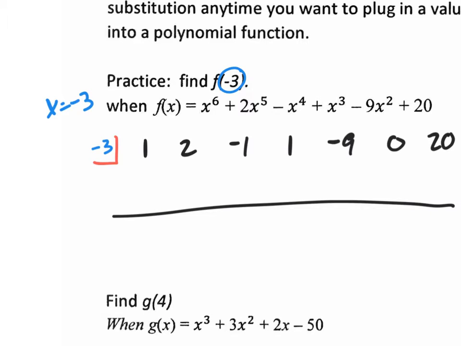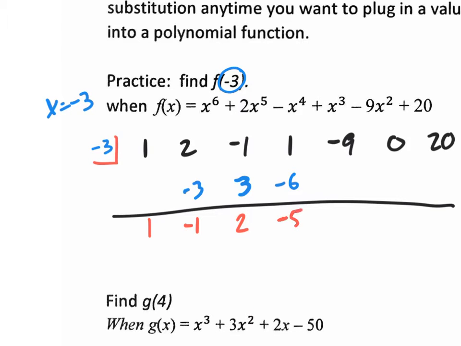As you go down, you combine. 1 plus nothing is 1. Okay, as you go up, you multiply. -3 times 1 is -3. As you go down, you combine. 2 and -3, what do we get? -1. Okay, and then as you go up, you multiply. -3 times -1? 3. As you go down, you combine. -1 and 3? 2. As you go up, you multiply. -3 times 2? -6. As you go down, you combine 1 and -6?